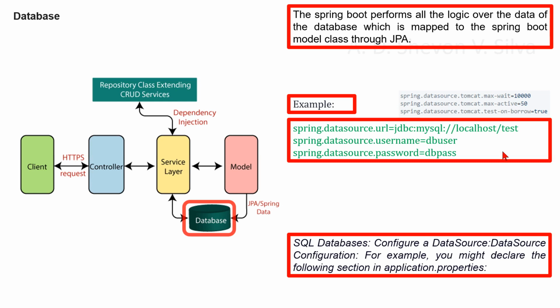For instance, if you use Tomcat connection pool, you could customize many additional settings as shown in the following example. This will set the pool to wait 10,000 milliseconds before throwing an exception if no connection is available, limit the maximum number of connections to 50, and validate the connection before borrowing it from the pool.